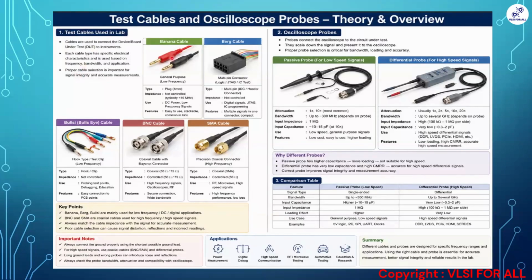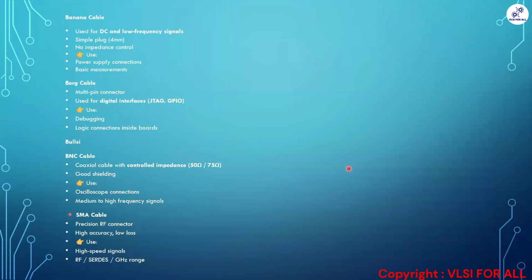Here, if you see, this is the banana cable, this is the berg cable, and you will have the bullseye cable, BNC cable, and SMA cables. And for the probes in the oscilloscope, we will have the passive and differential probe. I will explain these probes in depth, and then we will move to the IP level of understanding.